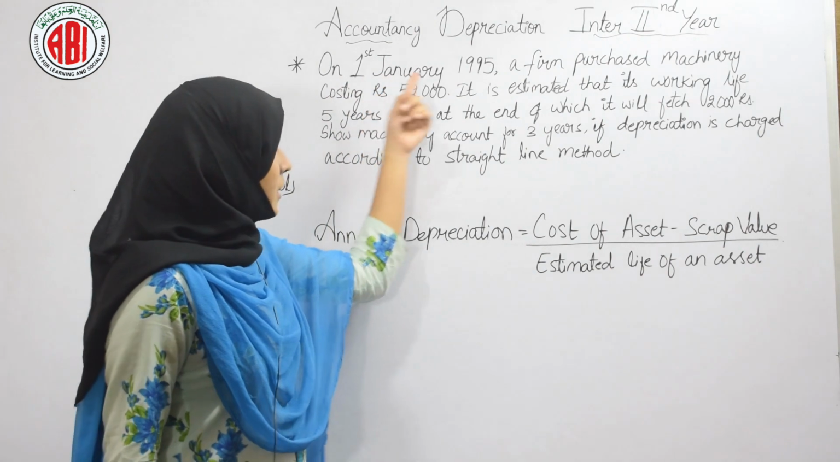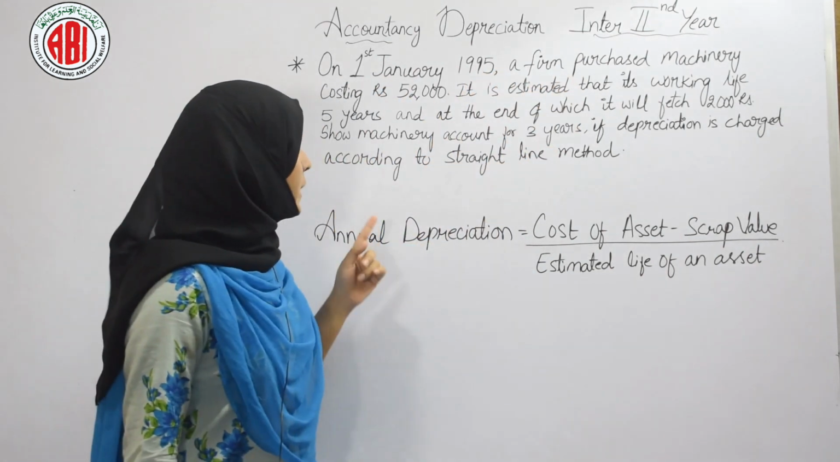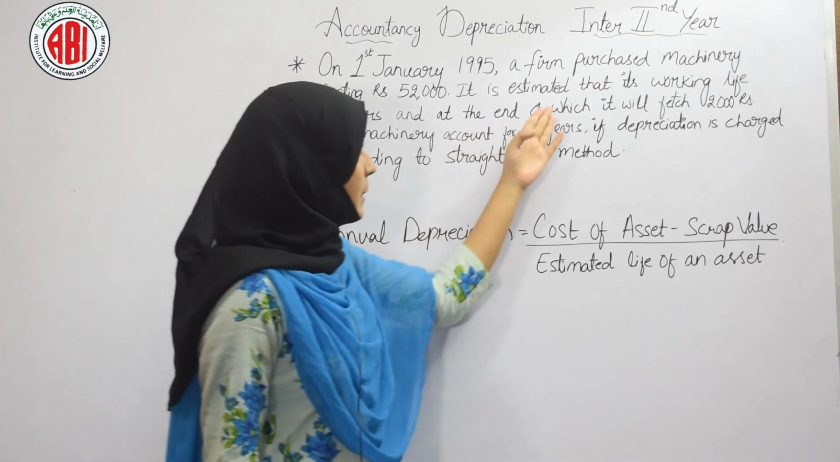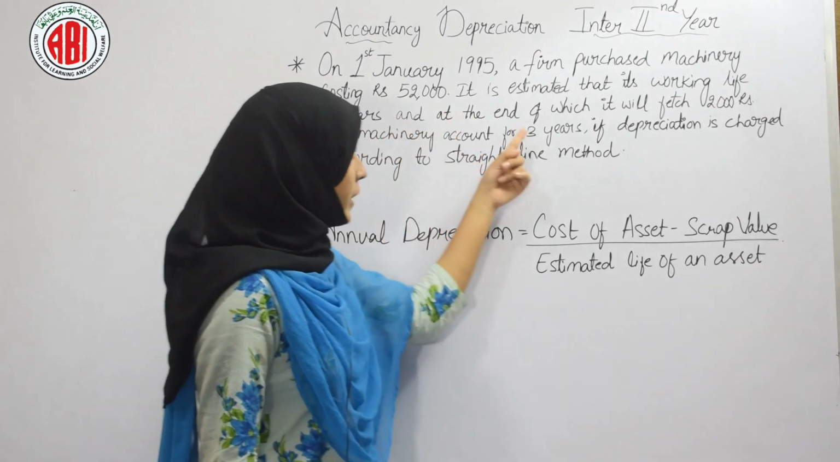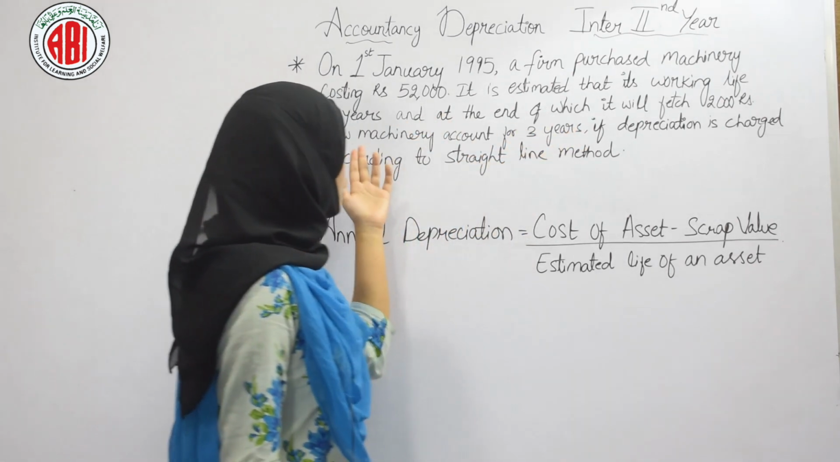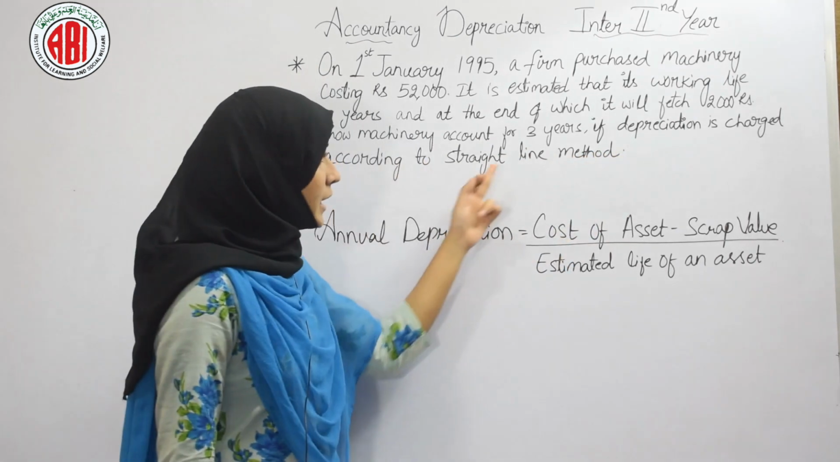On 1st January 1995, a firm purchased machinery costing rupees 52,000. It is estimated that its working life is 5 years, and at the end of which it will fetch 2,000 rupees. Show machinery account for 3 years if depreciation is charged according to straight line method.